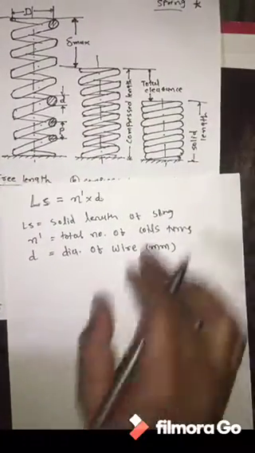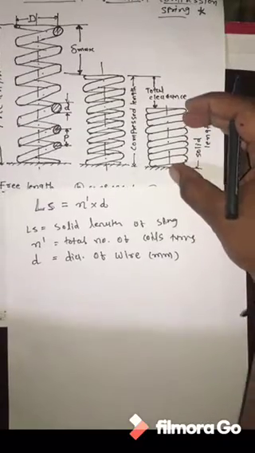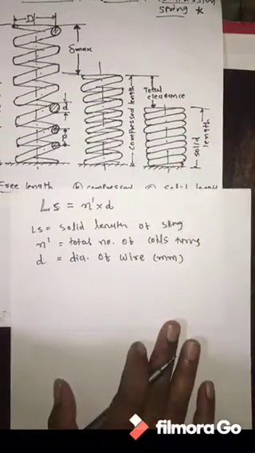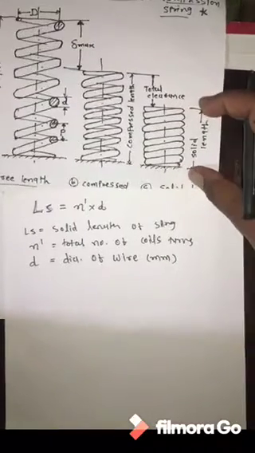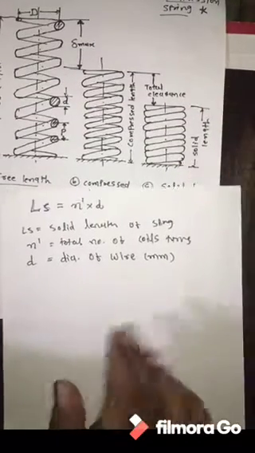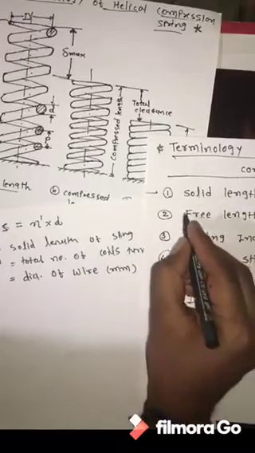So the solid length is when it is compressed until the coils touch each other, all the coils are touching each other, and it is said to be solid. At that time this length is called the solid length, and this one is the equation of solid length. So that was solid length. Next one is free length.